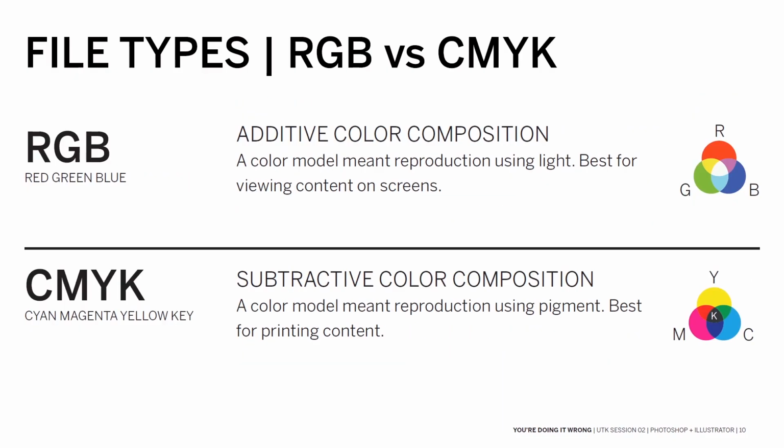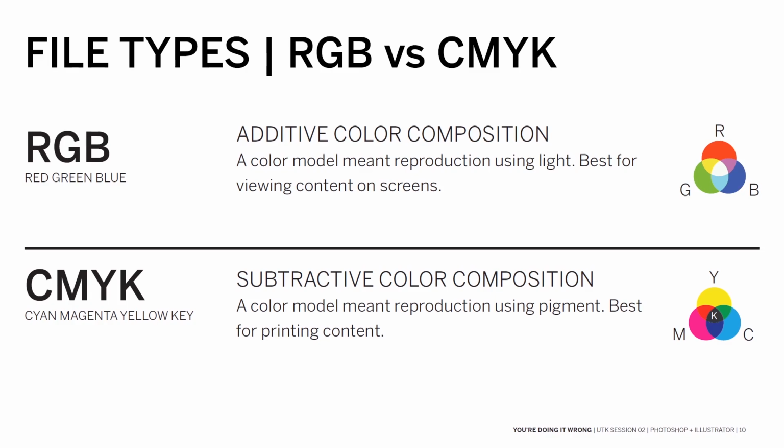RGB and CMYK. This is also a very important distinction when working with raster graphics. RGB is a color composition that's additive, meaning it's combining red, green, and blue to create every color in the color spectrum. When you bring all those colors together at 100%, you get white. When you take all those colors away, you get black.